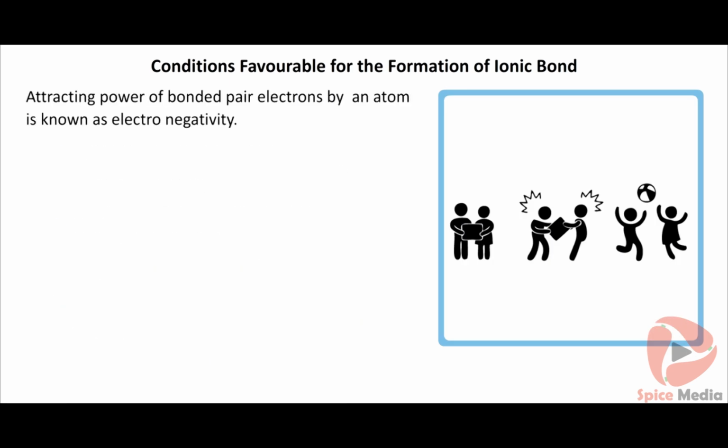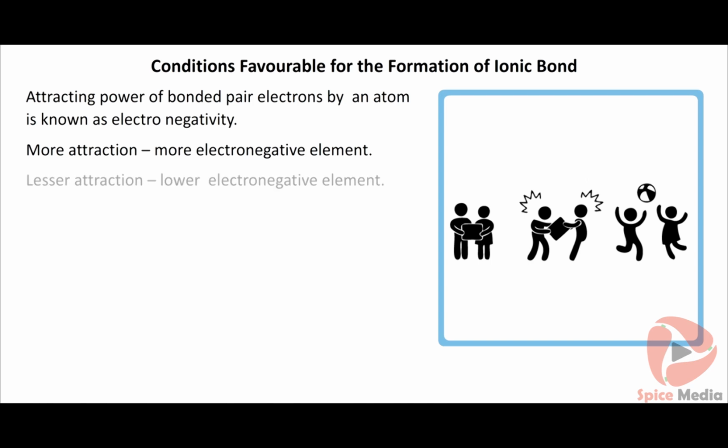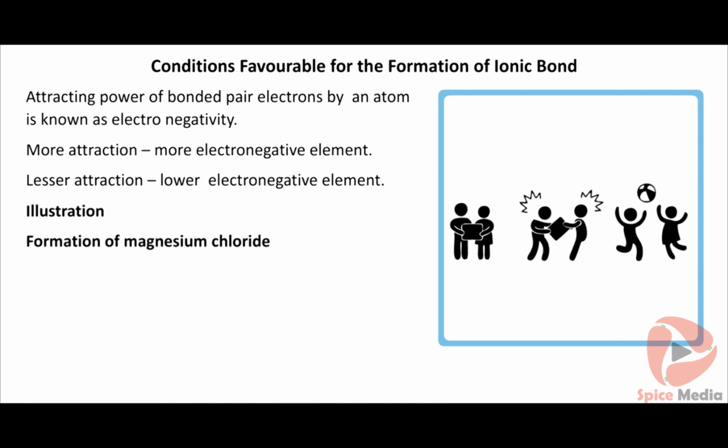Attracting power of a bonded pair of electrons by an atom is known as electronegativity. An atom with more attraction towards bonded electrons is called a more electronegative element, and lesser attraction towards bonded electrons is known as a lower electronegative element. Illustration: formation of magnesium chloride.